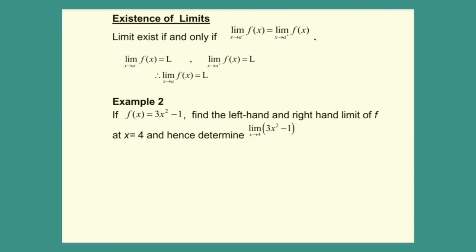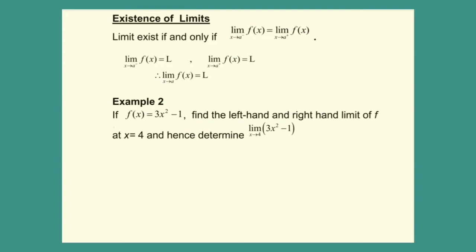Next is existence of limits. Limit exists if and only if limit f(x) as x approaches a from the left equals limit f(x) as x approaches a from the right. If we have limit f(x) as x approaches a from the left equal to L and limit f(x) as x approaches a from the right equal to L, therefore, limit f(x) as x approaches a equal to L.